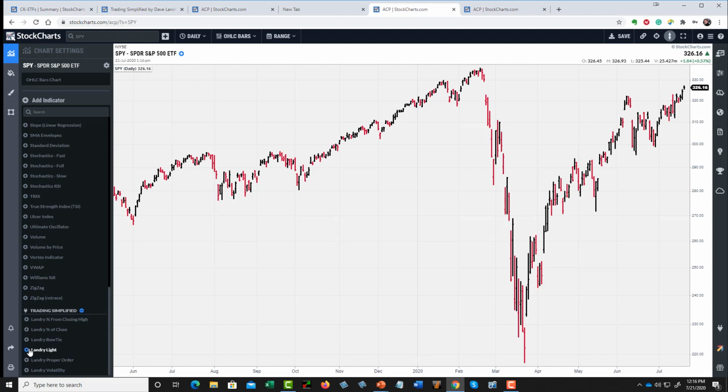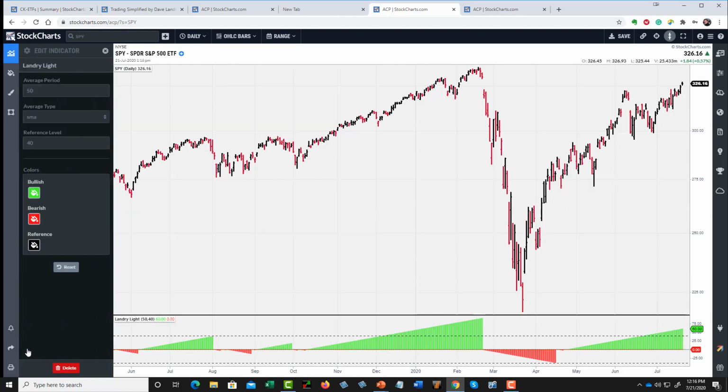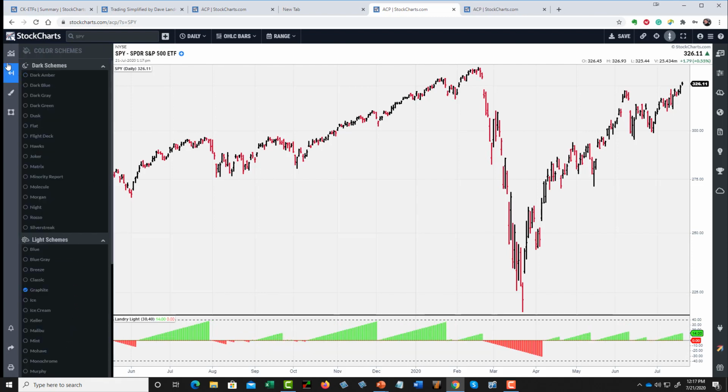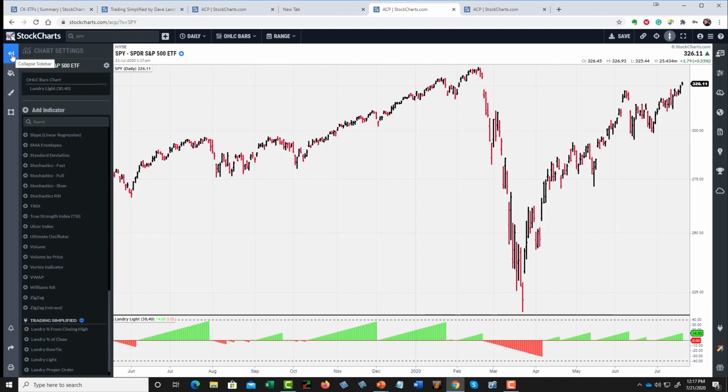So if we go to Landry Light, we'll click on this right here, and I'm going to set it for 30 days, and I'm going to change this to exponential, and I'll explain that in just one second. And we're going to go ahead and add an exponential moving average into the charts up here. And by the way, after you do all this, you could save these by clicking the Save button up here. You can save the particular chart, or you could actually save your style by clicking right there.